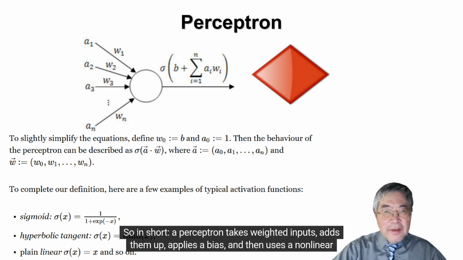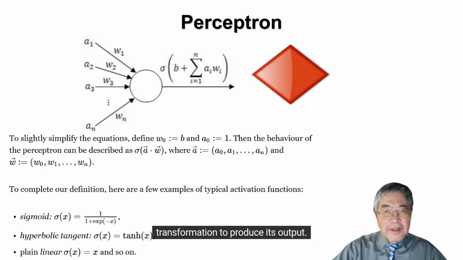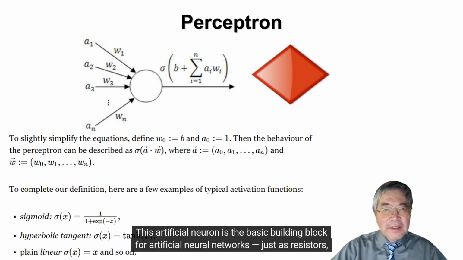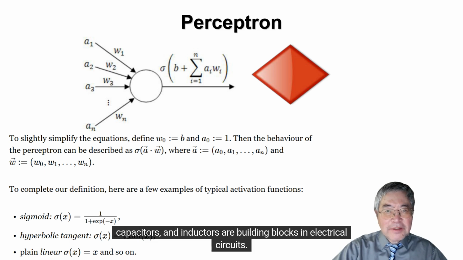So in short, a perceptron takes weighted inputs, adds them up, applies a bias, and then uses a nonlinear transformation to produce its output. This artificial neuron is the basic building block for artificial neural networks, just as resistors, capacitors, and inductors are building blocks in electrical circuits.